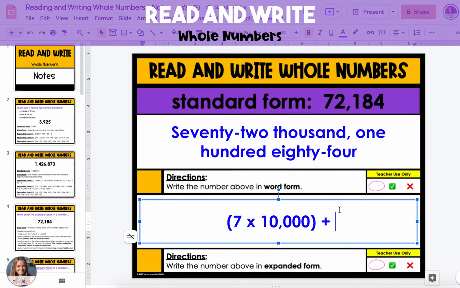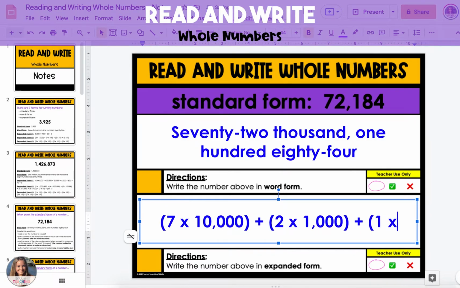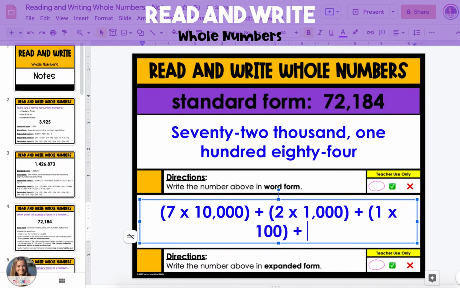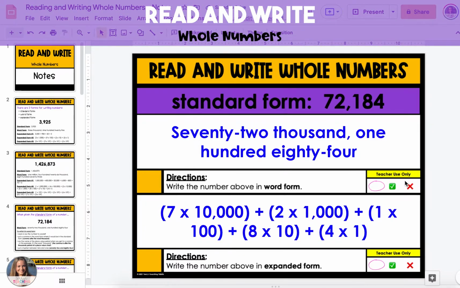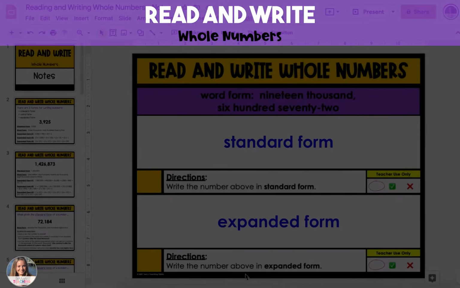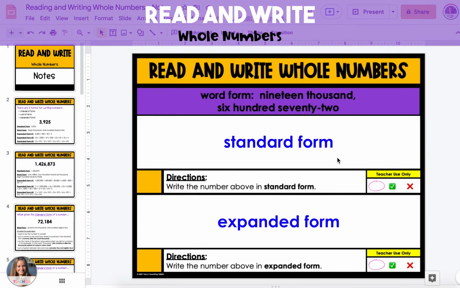After each place value expression, we're going to put a plus sign because we're going to be adding together all of the digits. The next digit is a 2 in the thousands place, so we're going to represent this as 2 times 1,000. Next, we have 1 in the hundreds place. This is 1 times 100. Then an 8 in the tens place, which is 8 times 10, plus we have 4 ones, or 4 times 1. If you take each of the groups of these expressions and you add them together, it creates the number 72,184. Next, we'll take a number given to us in word form and write it in standard and expanded form.